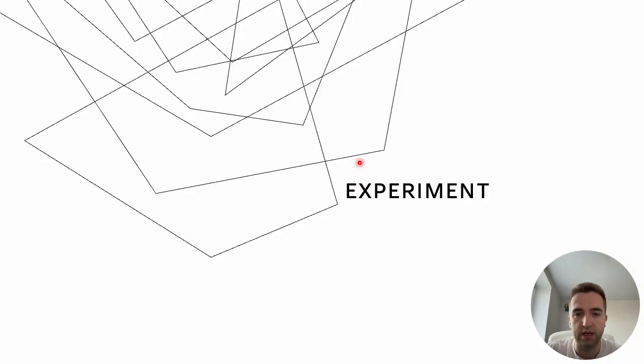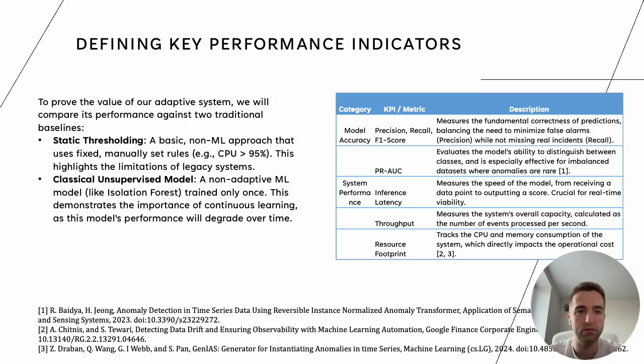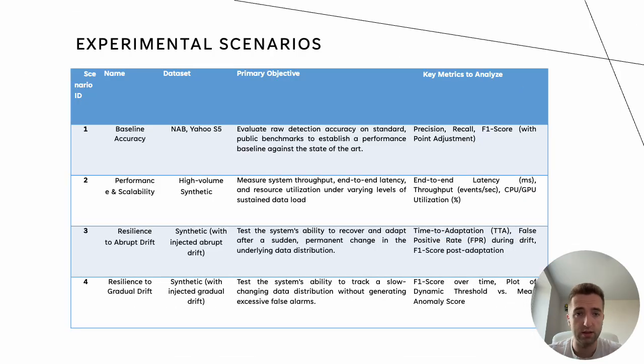To evaluate the system, we conducted multiple experiments. To prove the value of our system, we compared it against two traditional baselines: static thresholding, a non-ML approach, and a classical unsupervised model. Also, we defined metric groups and KPIs that we use to analyze and evaluate the system. We considered the following scenarios.